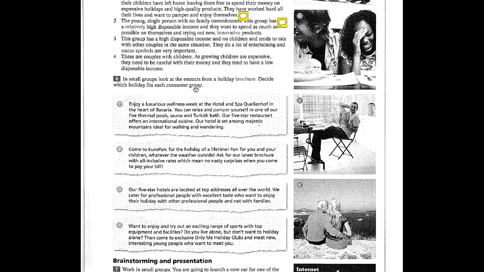So let's read them. Enjoy a luxurious wellness week at the hotel and spa Kellenhof in the heart of Bavaria. You can relax and pamper yourself in one of the 5 thermal pools, sauna, and Turkish bath. Our 5-star restaurant offers an international cuisine. Our hotel is set among majestic mountains, ideal for walking and wandering. Wandering, it means to go around, to walk around.